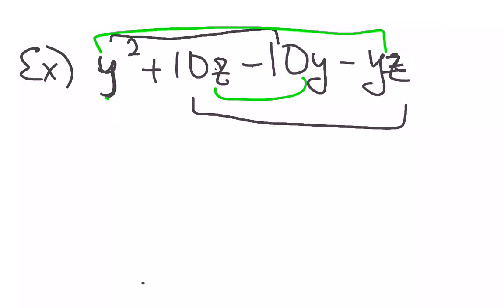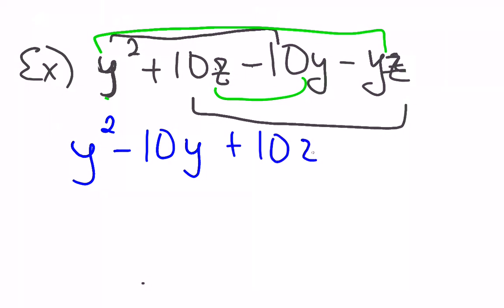So I'm going to write them so that it goes in the direction, and I group the ones that I want to group together. Minus 10y, and then I'm going to do plus 10z minus yz. So I've rearranged them. Notice I took the sign with it. So the minus 10y has a minus in front of it. The plus 10z has a plus in front of it. I can rearrange anything as long as I take the sign with it. So now I want to group them.